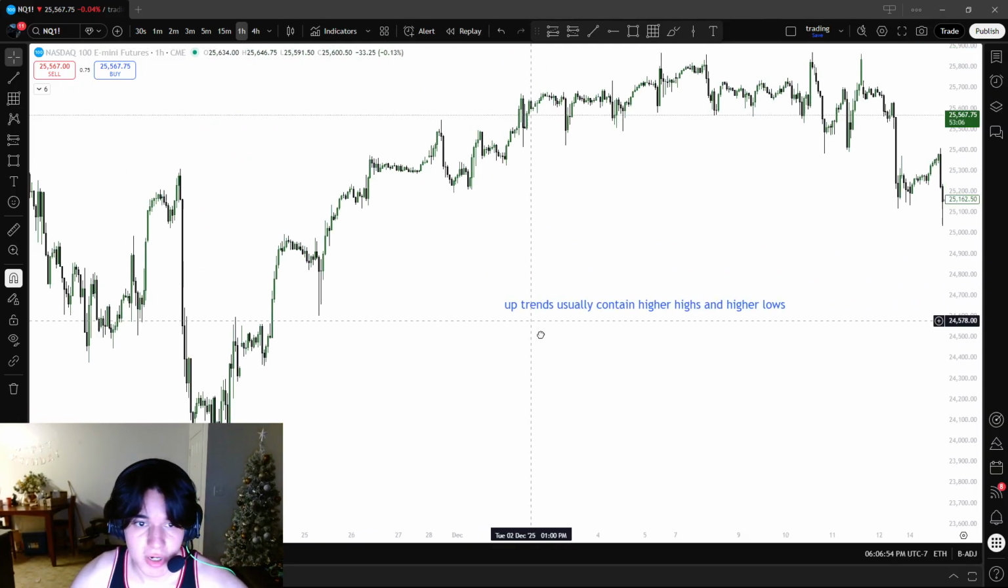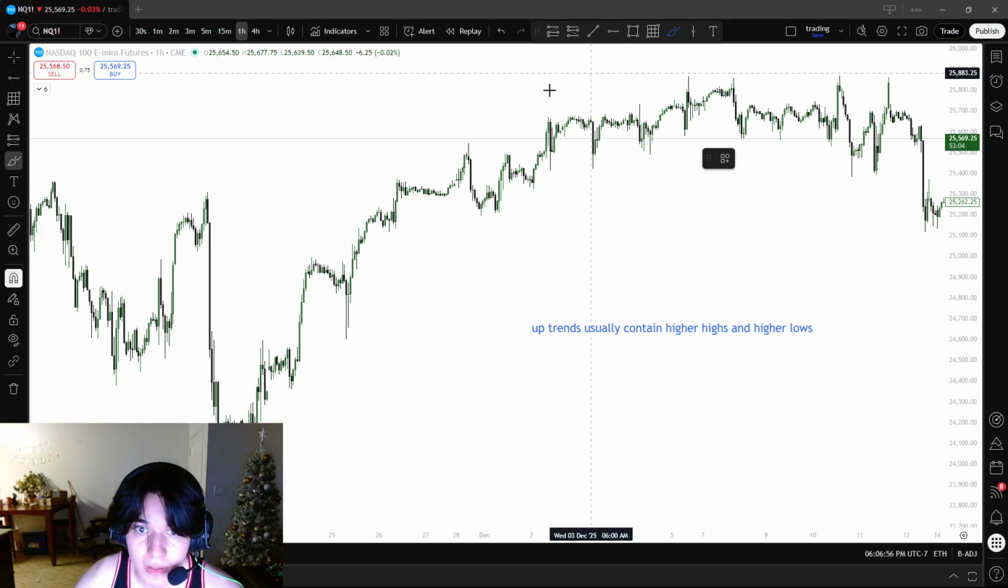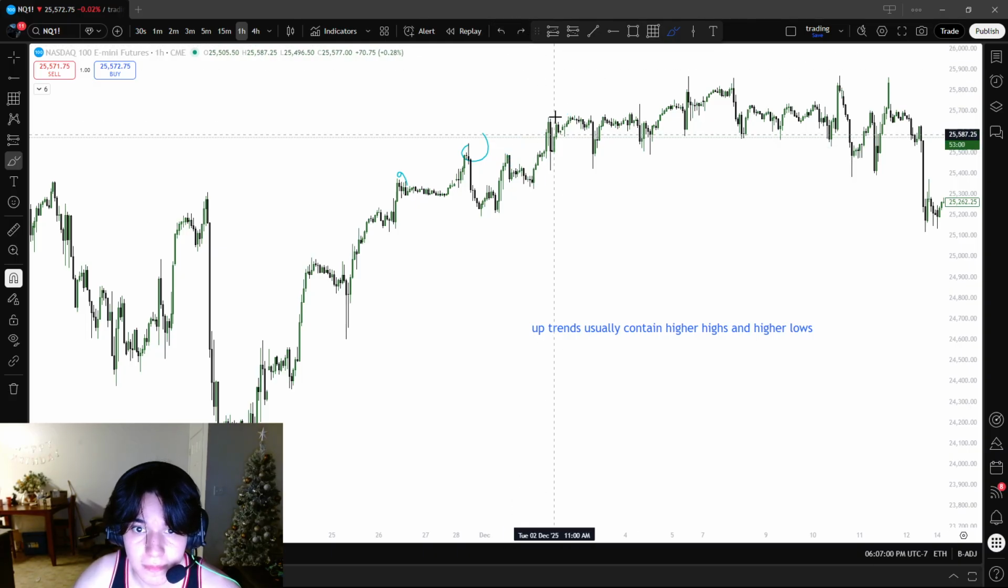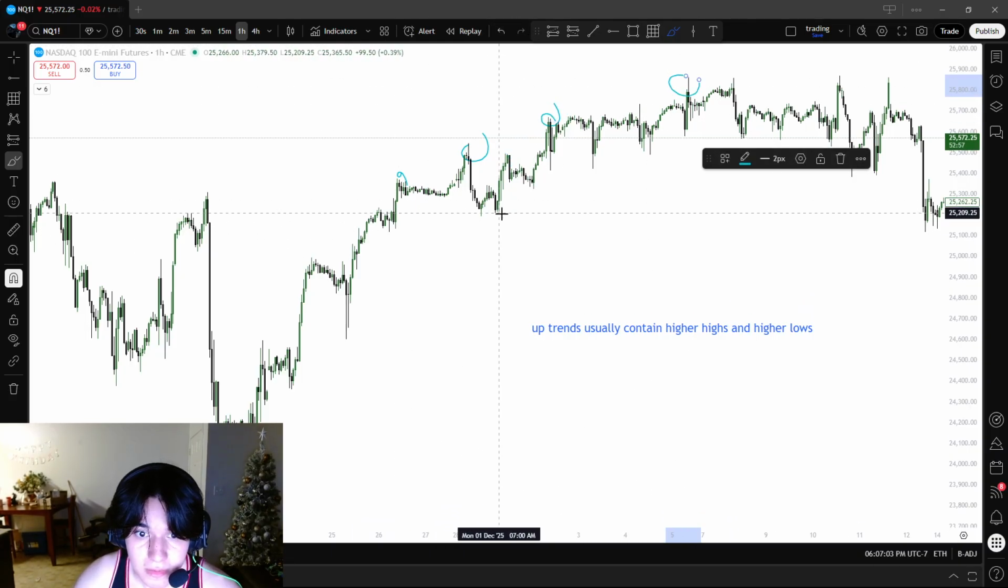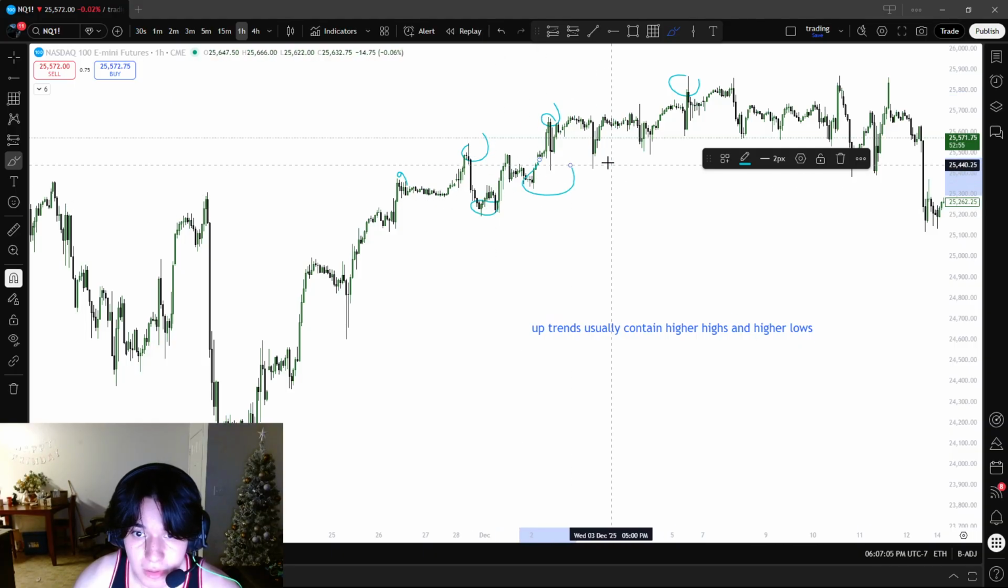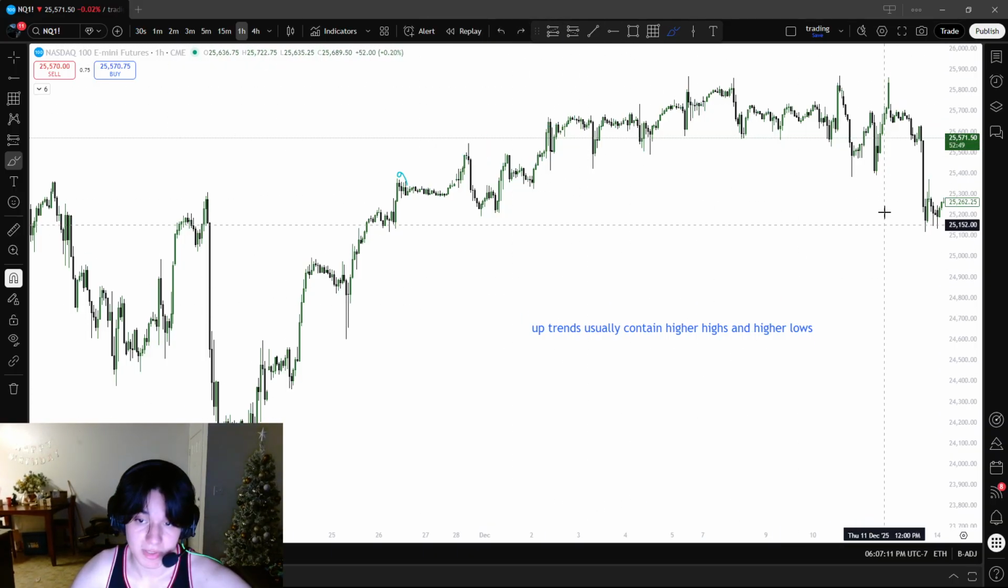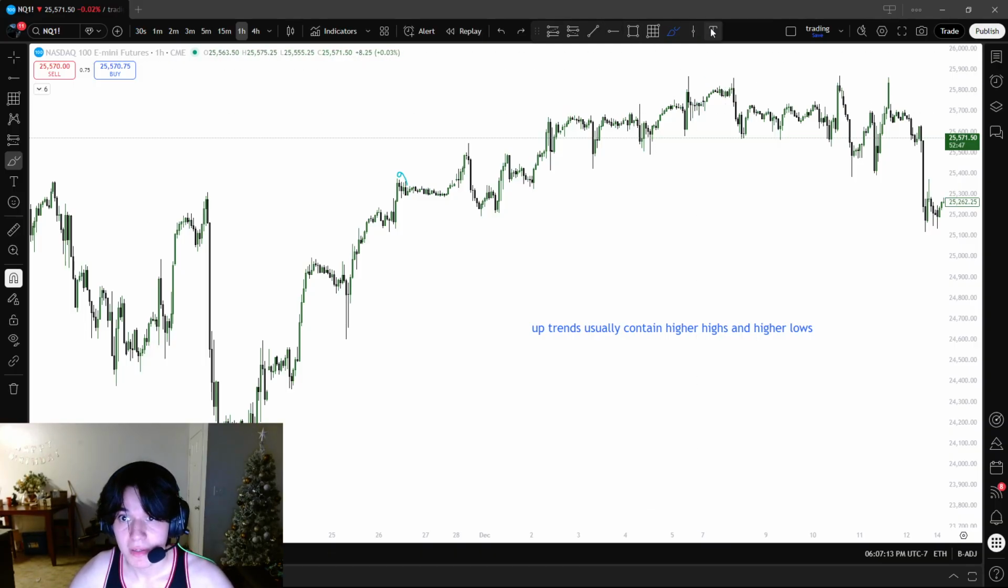Uptrends usually have higher high, higher high, higher high, higher low, higher low, higher low, higher low. So that's an uptrend right there. And same thing with downtrends. Well, not the same thing, but it's just the opposite way.